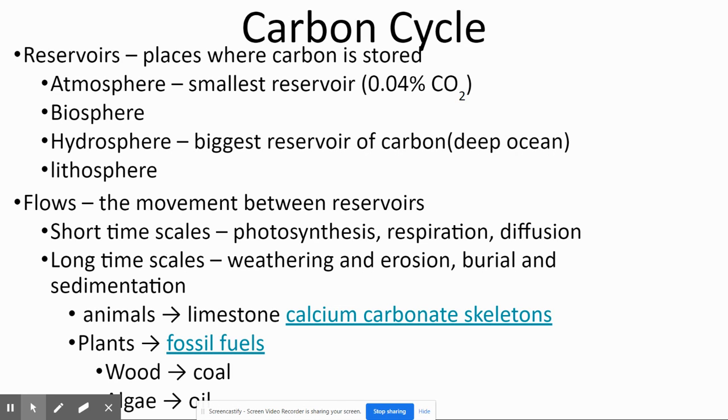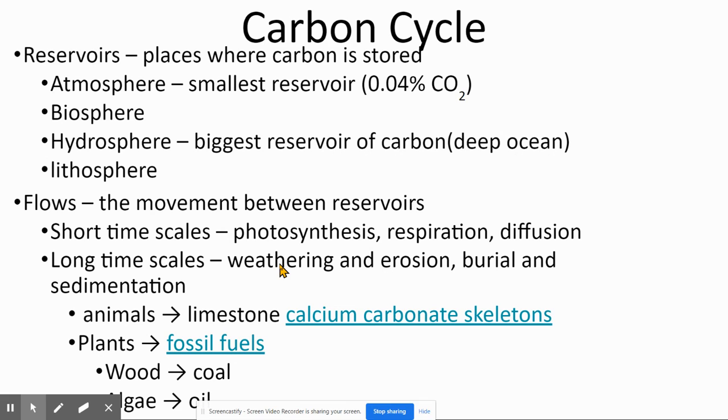Okay, so the smallest reservoir is the atmosphere, and only 0.04% of our atmosphere is carbon dioxide. And the biggest reservoir is the oceans, and particularly the deep oceans. They store an incredible amount of carbon, but there is a limit to what they can store, and we're reaching that point, or we've already reached it. And then the flows can be short time scales, like photosynthesis, respiration, or diffusion. The long-term scales could be weathering and erosion.